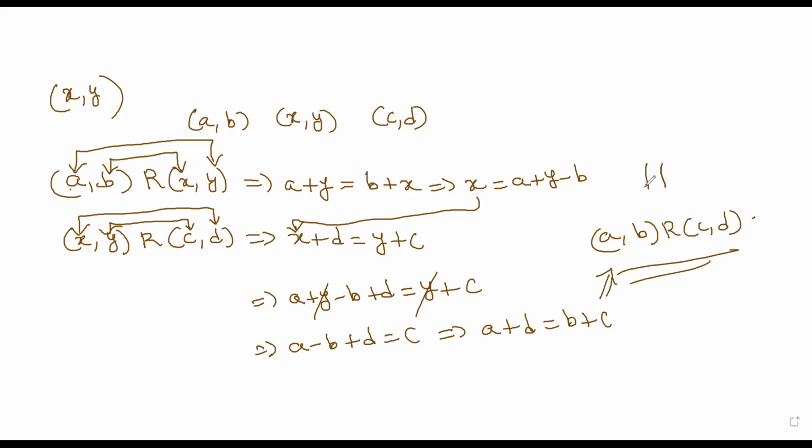So it is transitive. a comma b is related to c comma d. Hence it is transitive. Clear? So it is an equivalence relation. This is how you have to prove the equivalence relation here. Some of the typical problems.